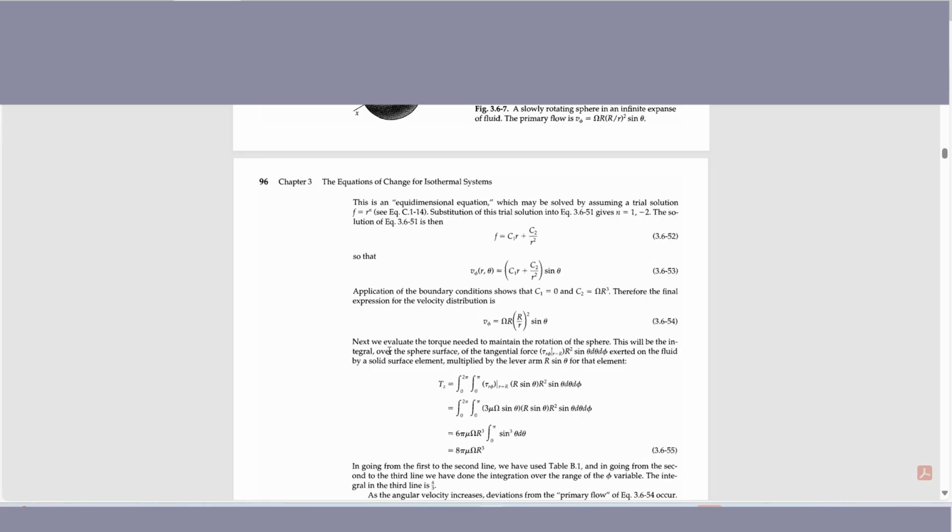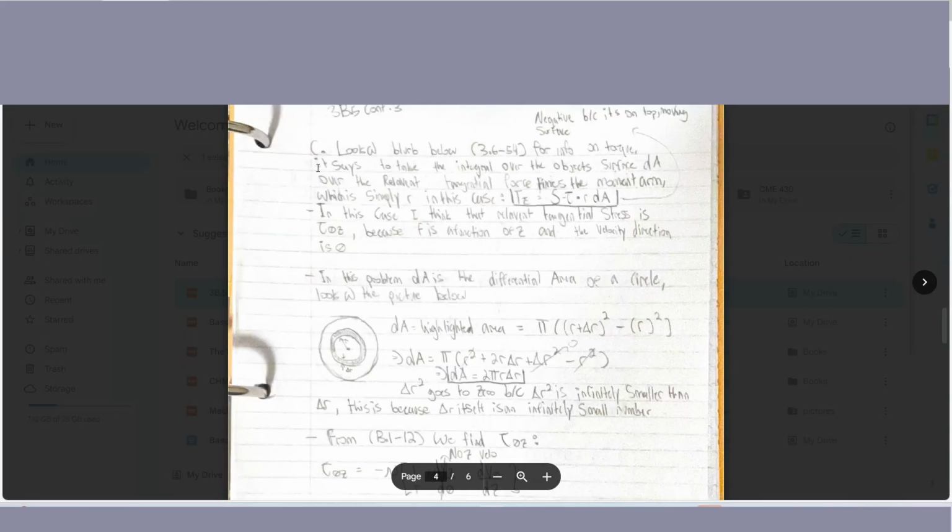This is exerted on the fluid vessel. Okay, so we've got to find the tangential force over the sphere, which is going to be tau z theta. Why is that? Because tau is a function of z and the velocity direction is theta. Okay, sure, that makes sense.